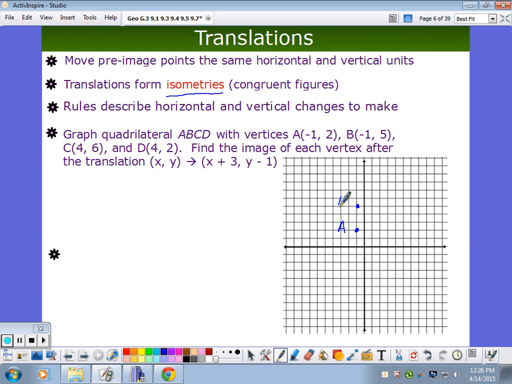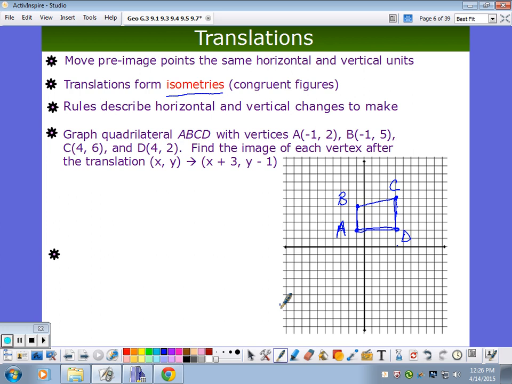I messed this up last time. Make sure we all get that graphed.